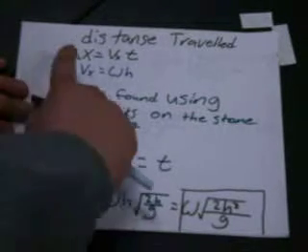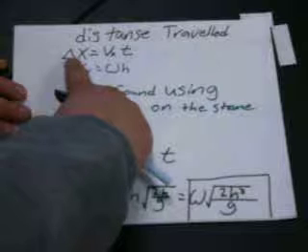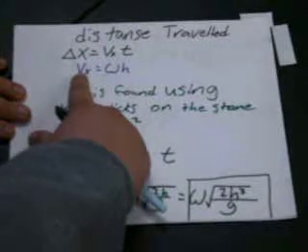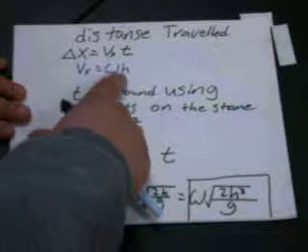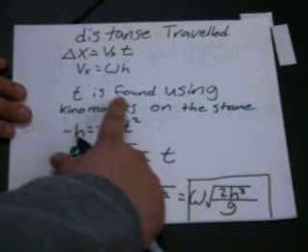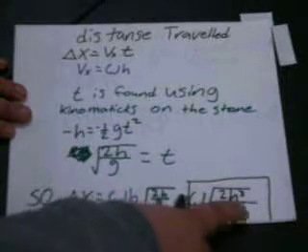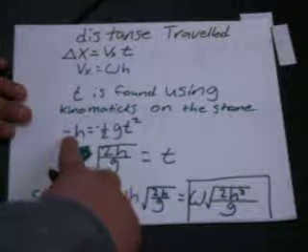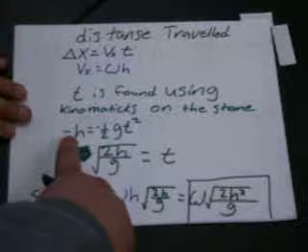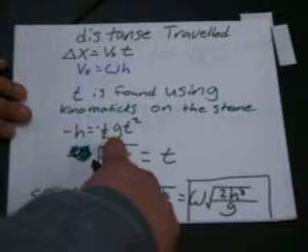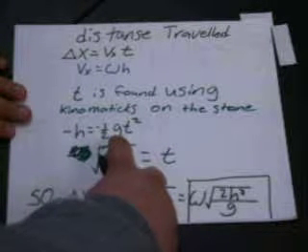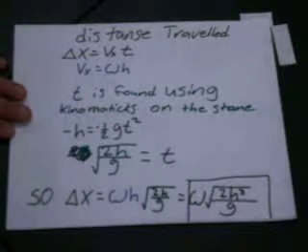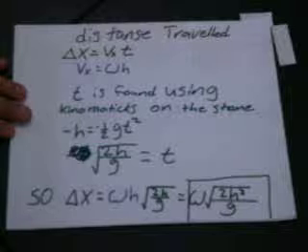The distance traveled is represented by delta x and is equal to Vx times t, where as previously stated Vx is equal to omega times h. t is found using kinematics on the stone or the object that was dropped. Negative h, it's negative because the object is going down, and the acceleration is negative g, negative because again it's going down. When you solve for t, you're left with the square root of 2h over g is equal to t.